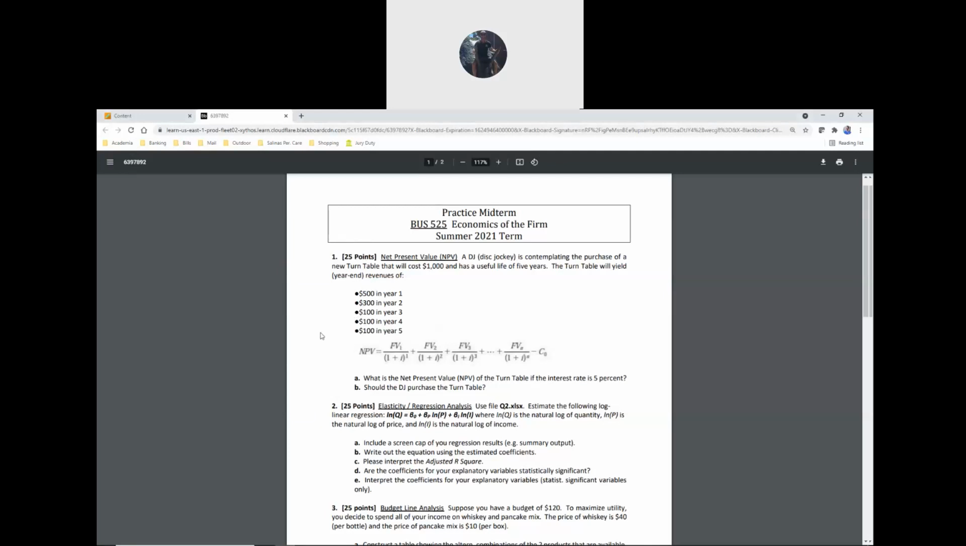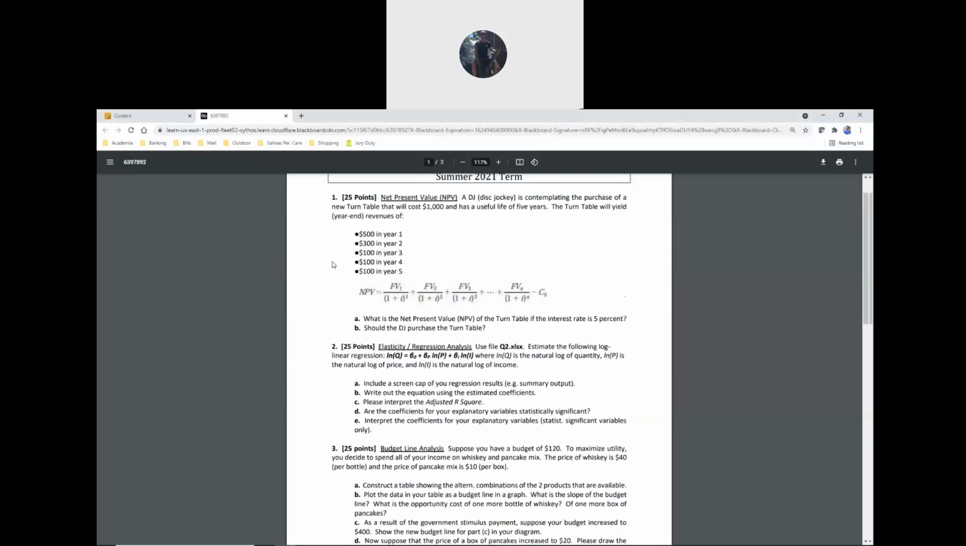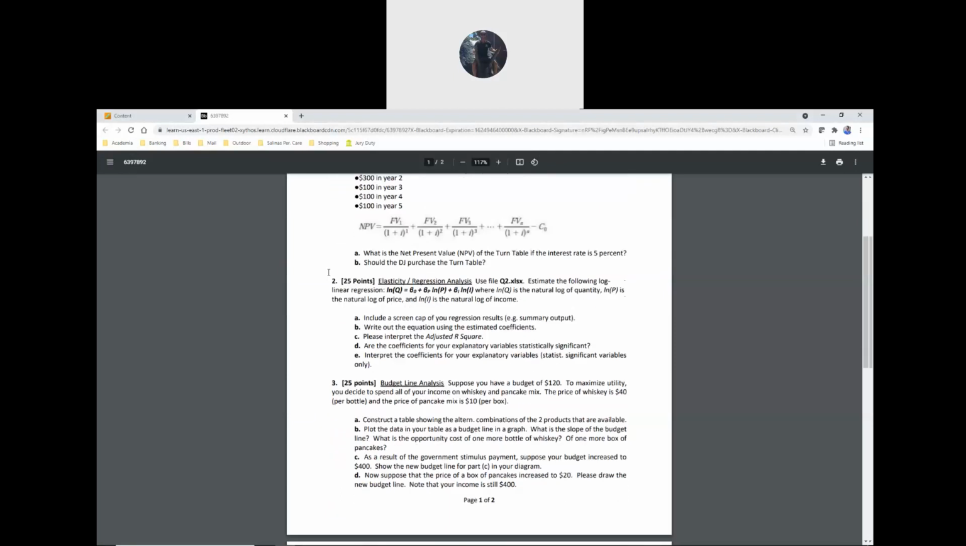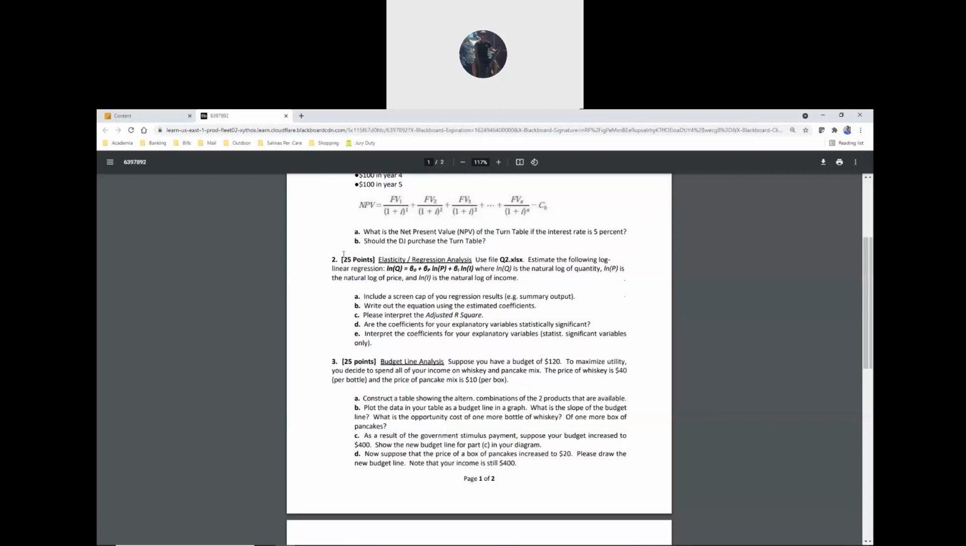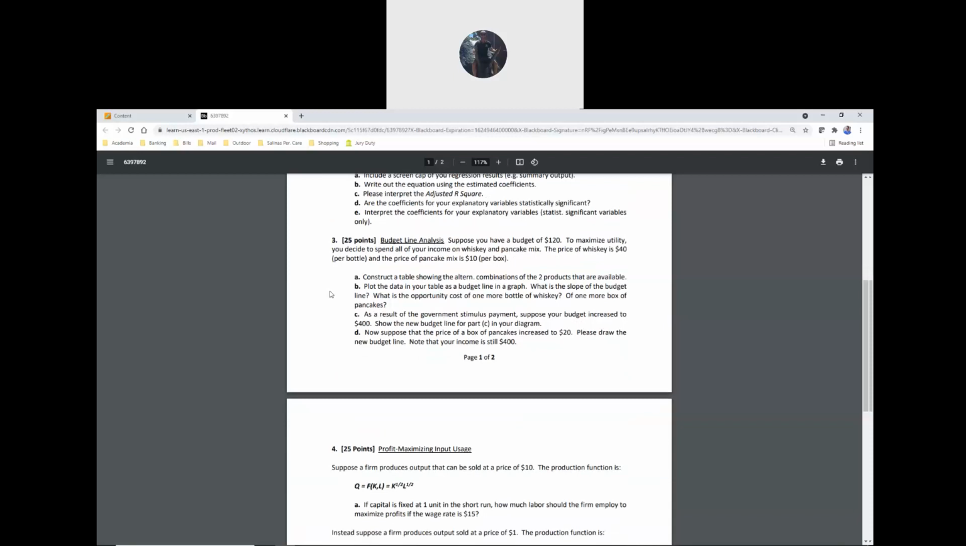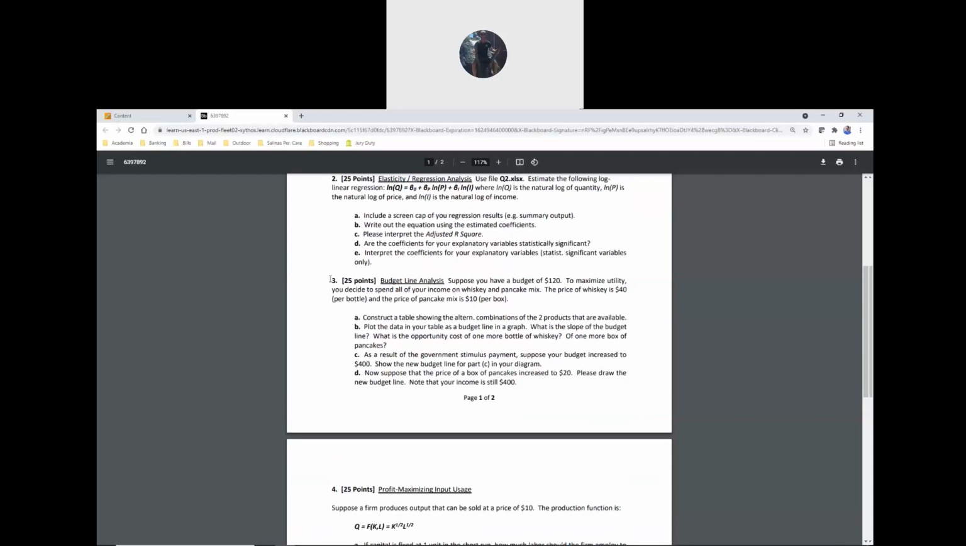Okay, so you have 4 questions. First one will be a net present value. Second one, you're gonna have a little sample piece of data. You're gonna run a regression and then interpret the elasticity like you did in the last assignment. Third one is like the chapter 4 homework where you'll do some budget line analysis.